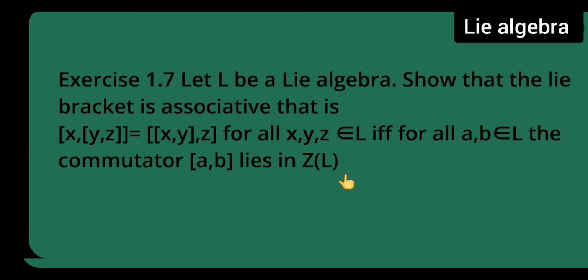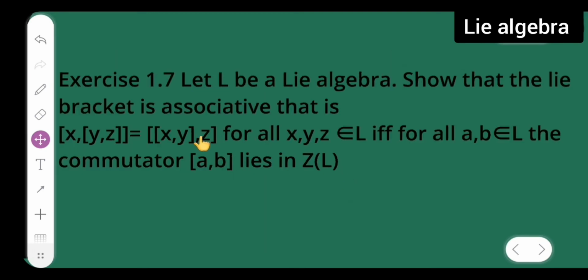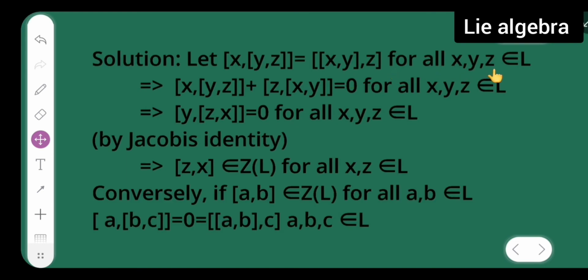What is Z(L)? The center of the Lie algebra, right? Okay, let me start with the proof. So solution: take this [[x, y], z] equal to [x, [y, z]], take this one first, write this here, for all x, y, z belonging to L. Now this implies [[x, y], z] plus [[z, x], y] is equal to 0 for all x, y, z belonging to L.